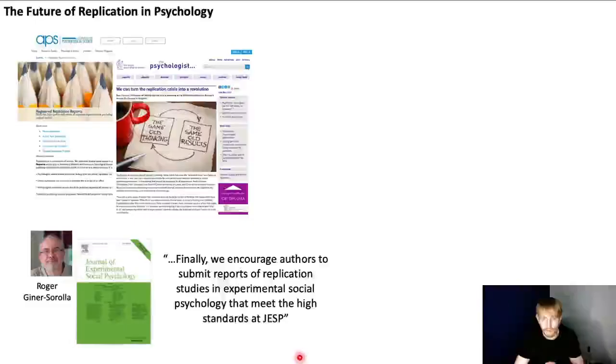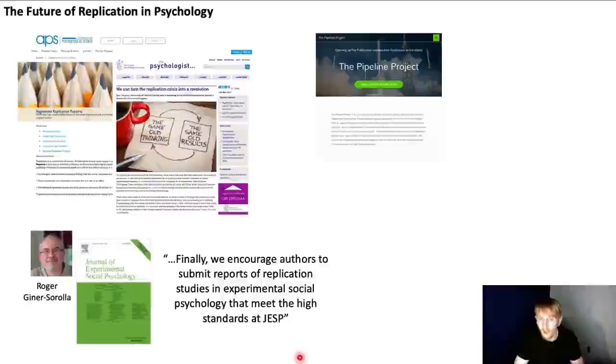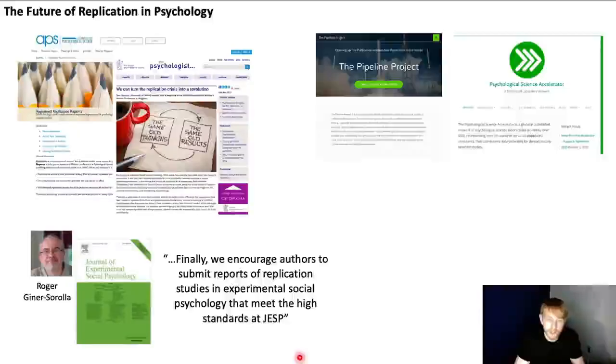By no means is the Journal of Experimental Social Psychology unique in this. It's more and more becoming the norm now that journals are explicitly inviting replication studies. There's been a number of projects. The Pipeline Project, I think 28 labs have got together. They each have some unpublished studies, and prior to publication, they're each going to try and replicate all of each other's studies. So they're going to have an idea as to what is the replicability of unpublished studies prior to them being published. There's a Psychological Science Accelerator.